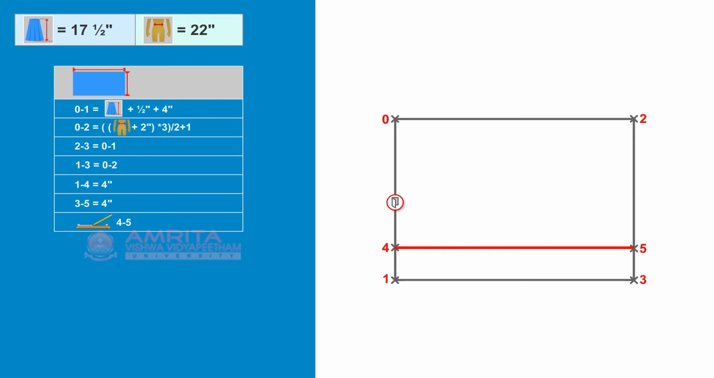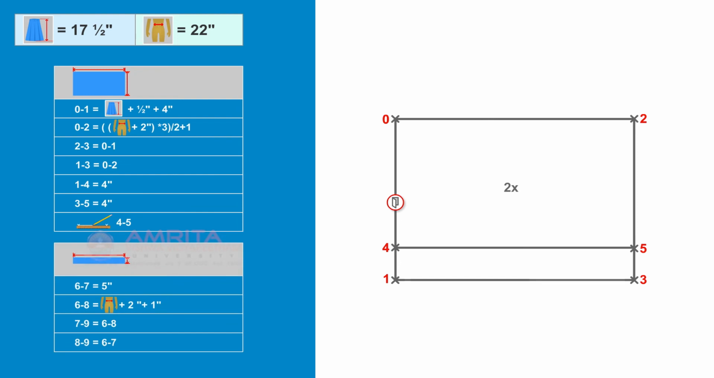Name it as length. 0, 2, 1, 3 and 4, 5 have the same length and are parallel. 0, 1 and 2, 3 have the same length and are parallel. The skirt part will need to be cut in a double layer of fabric. We will indicate this on the pattern by writing 2x on it.